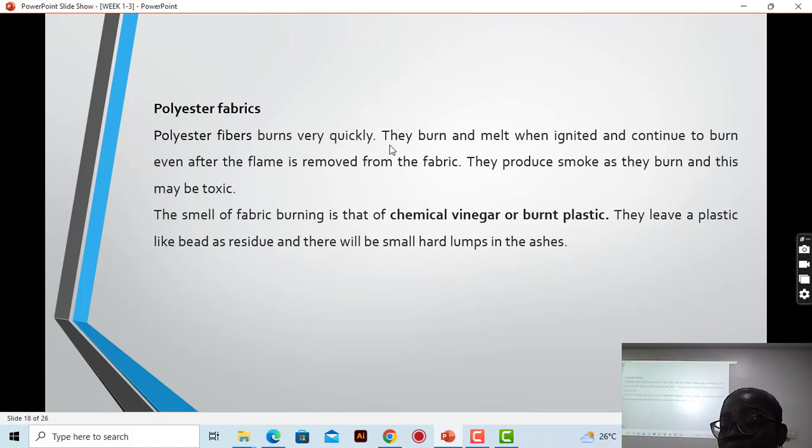Please, I hope you understand, so you don't mistake my wind thing. They produce smoke as they burn, and this may be toxic. Yes, it will be toxic because it's not natural. The smell of fabric burning is that of chemical vinegar or burnt plastic. We all know how plastic smells or vinegar smells. They leave a plastic-like bead as residue, and there will be small hard lumps in the ashes. Okay, there will be hard lumps in the ashes.